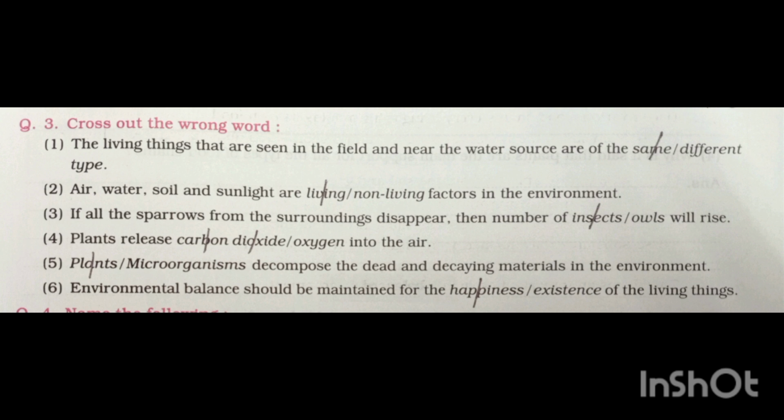Fifth one, plants, microorganisms decompose the dead and decaying material in the environment. The answer is microorganisms. So the wrong answer is plants. Sixth one, environmental balance should be maintained for the happiness or existence of the living things. The answer is existence. The wrong word is happiness.